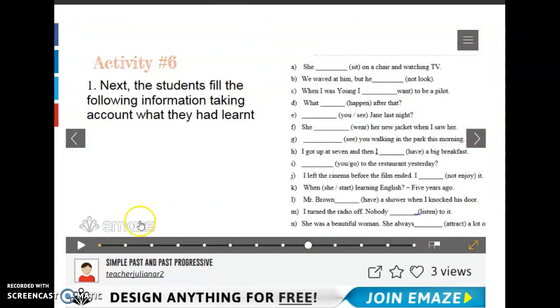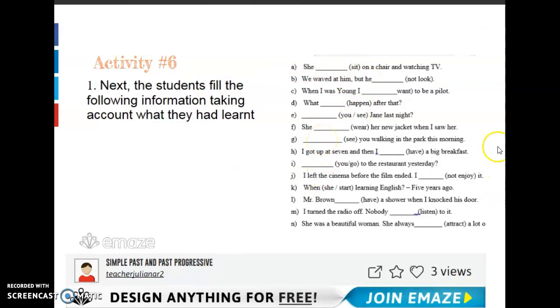Activity number 6 is fill in the information. They must complete these sentences with the correct conjugation of the verbs. For example, in the first, the verb is sit, and they must write was sitting on a chair and watching TV, because the first sentence is in the past progressive.